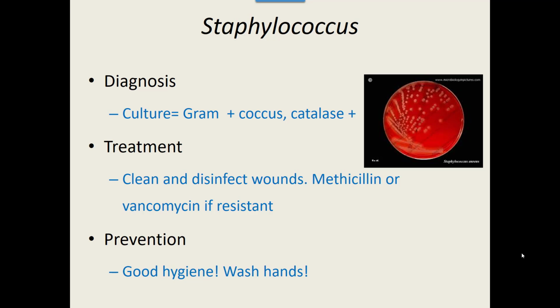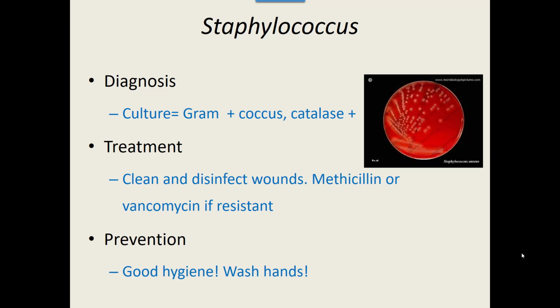Treatment: one, clean and disinfect wounds. Methicillin is the top antibiotic of choice. However, some bacteria like Staph aureus are becoming resistant to methicillin, and vancomycin right now is our next alternative. Again, as they're becoming resistant to methicillin, this is where we're starting to get MRSA. It's the methicillin-resistant Staphylococcus aureus.